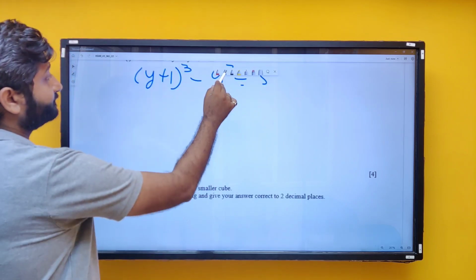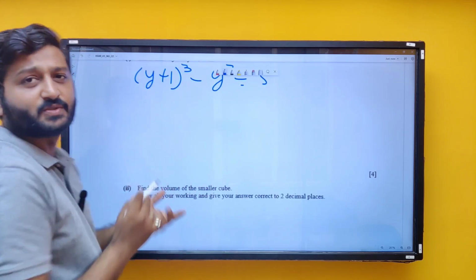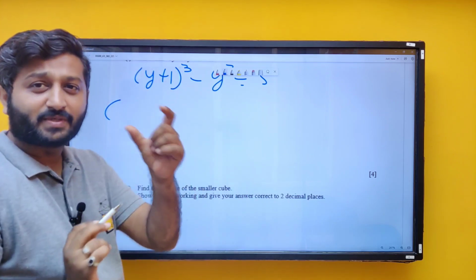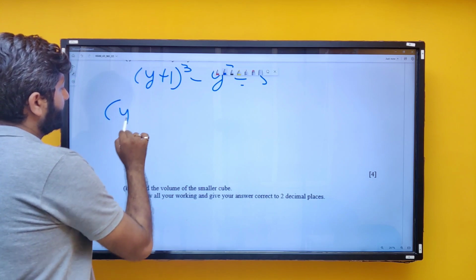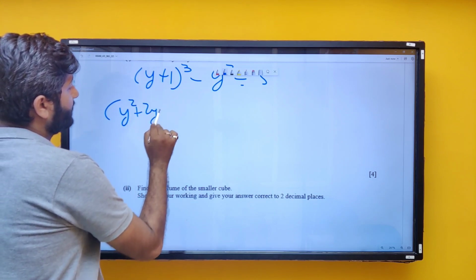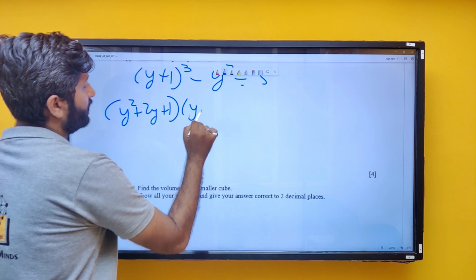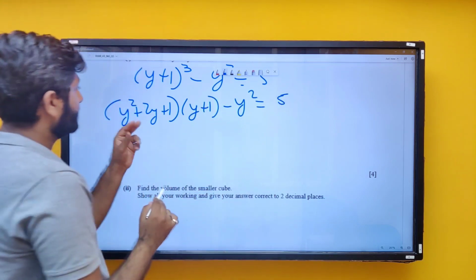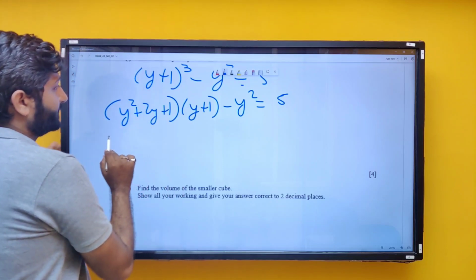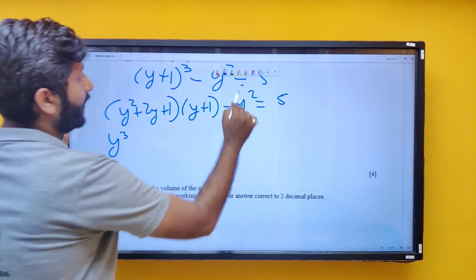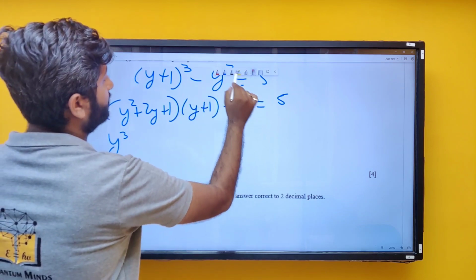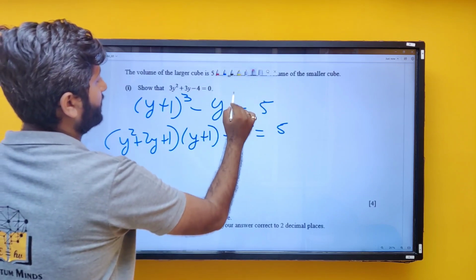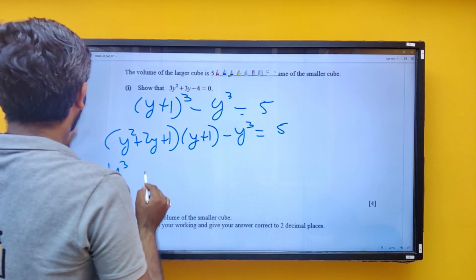Let me expand this. I can write (y plus 1) cube as (y plus 1) square into (y plus 1). So I'll first expand (y plus 1) square, which is (a plus b) square: a square plus 2ab plus b square, into (y plus 1) minus y cube equals 5. Let me expand this. Y square into y is y cube. Sorry guys, this is also going to be y cube, not y square. I'll write cube here.